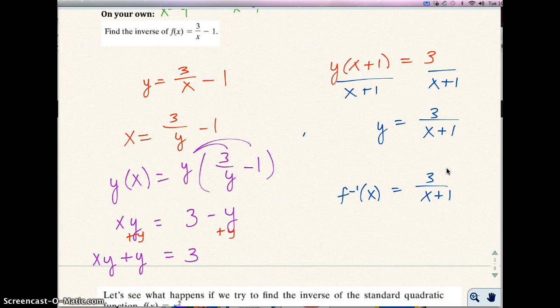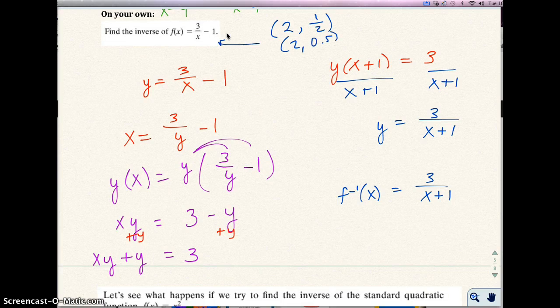I didn't check it last time, I was afraid of doing fractions, but it's not too bad to check. So let's say I go ahead and let x equal 2. If I put 2 in for x, this becomes 3 divided by 2, which is 1 and a half, minus 1, which would be a half, or 0.5.